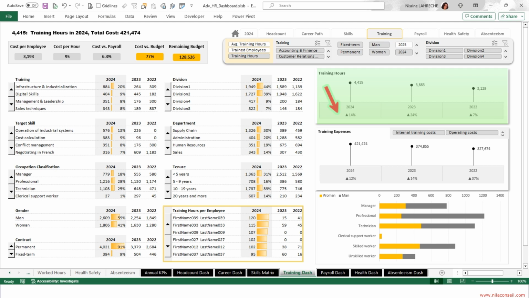Company's training efforts increased during 2024. Training expenses increased by 12% compared to last year. Use the slicer to select expense type. Internal training costs fell in 2024, their amount is $67,416.